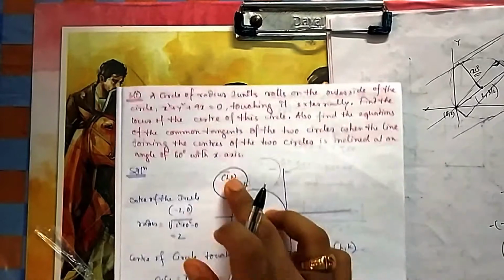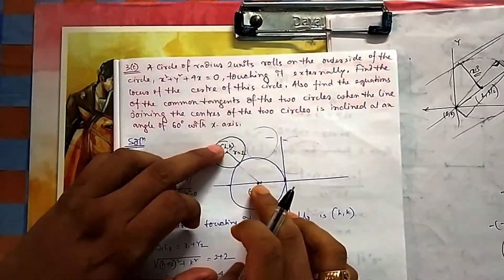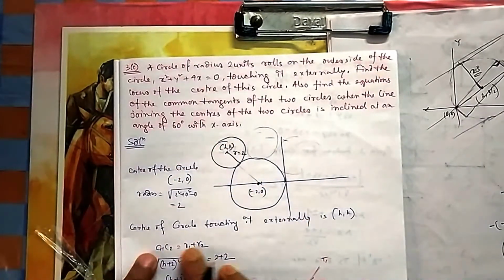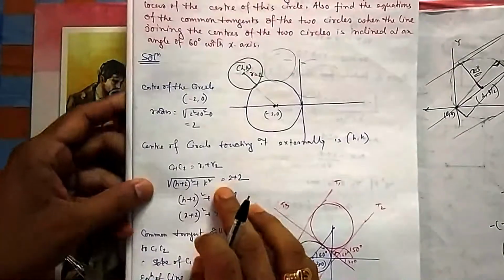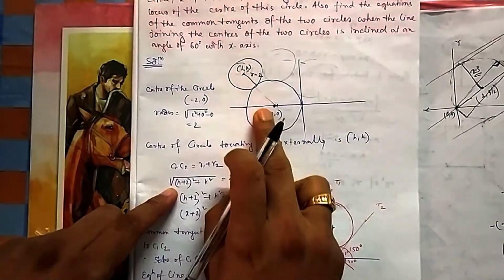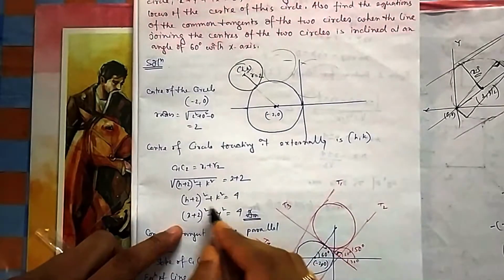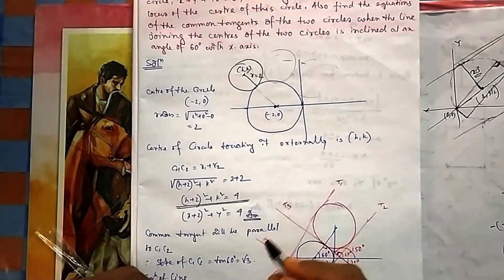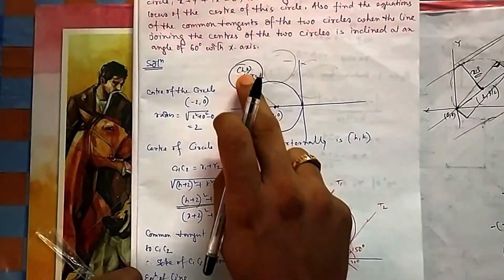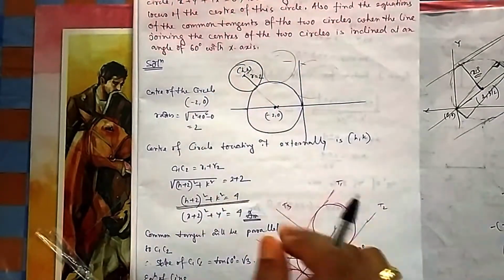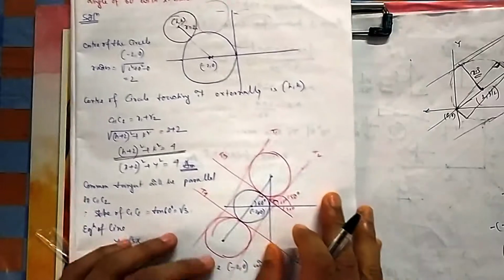So they are touching. What is the condition for touching? C1C2 should be equal to R1 plus R2, both are 2 and 2. For C1C2 you can apply the distance formula between (h, k) and (minus 2, 0). So from here you got the equation. This is the equation of the locus of the center of the circle which is rolling on it.